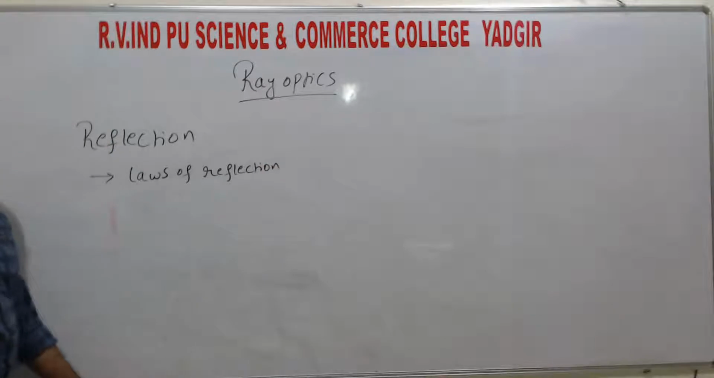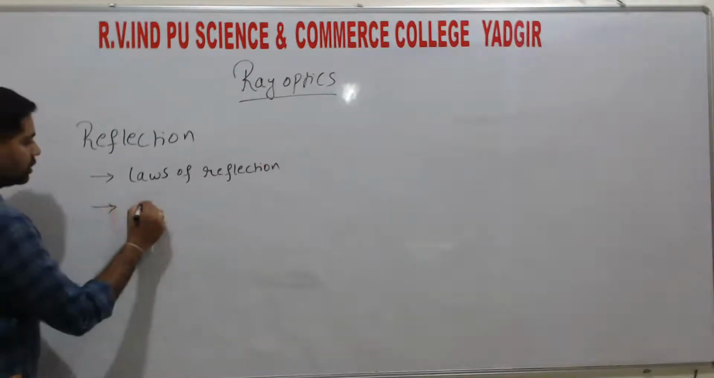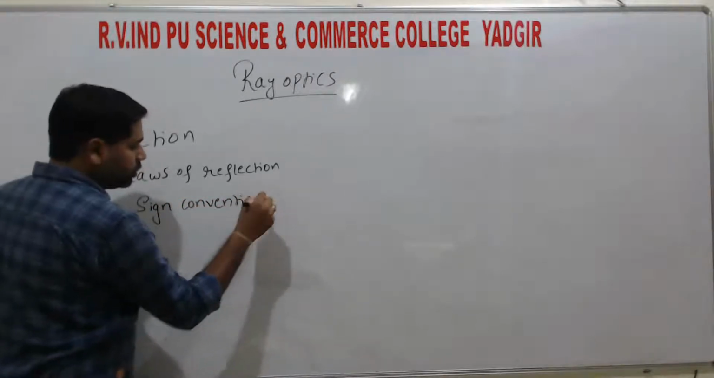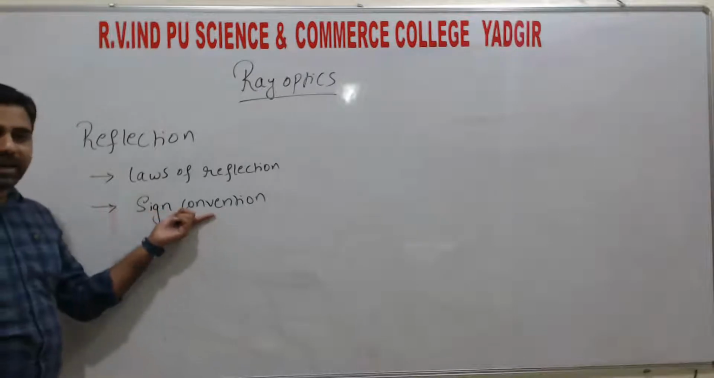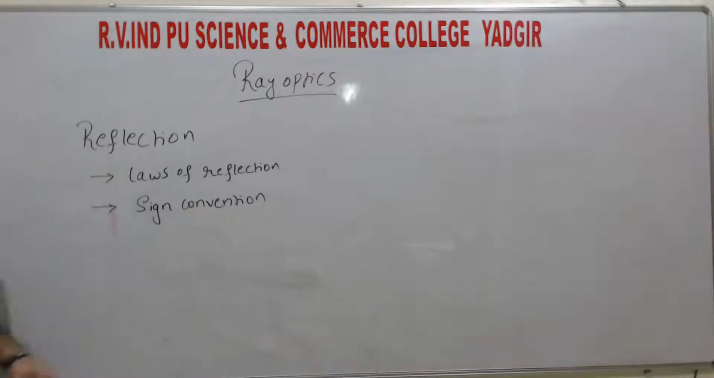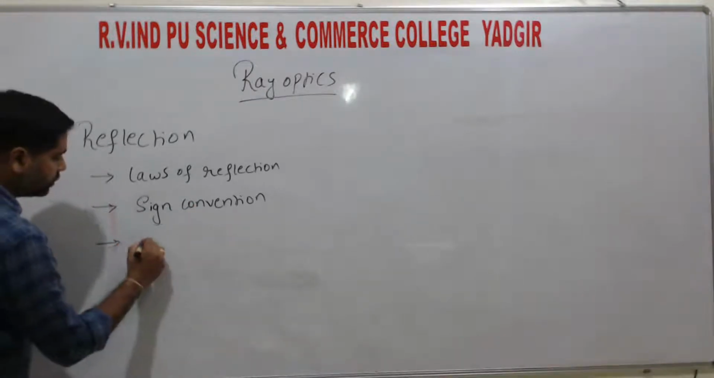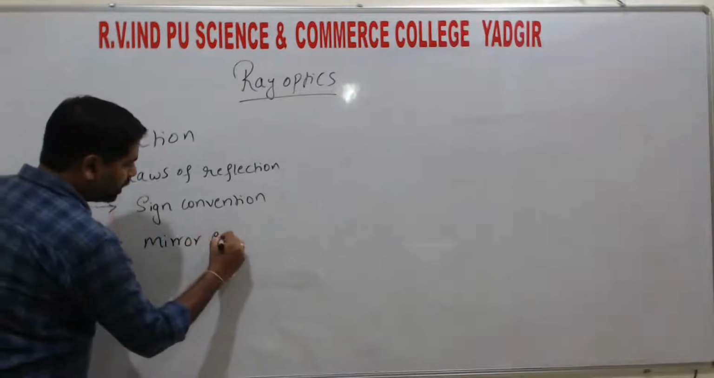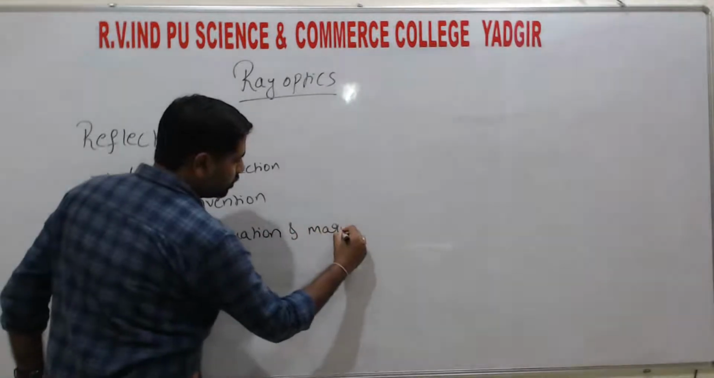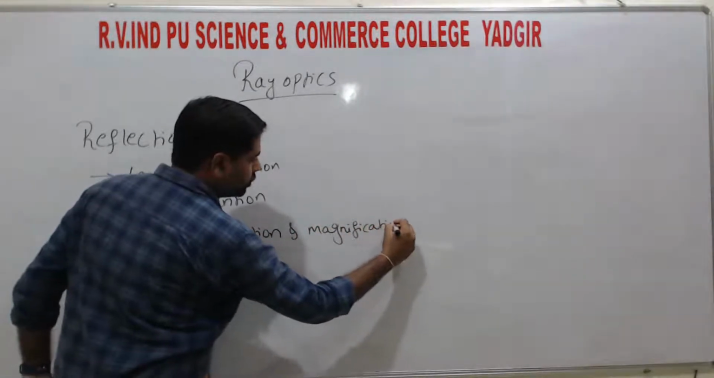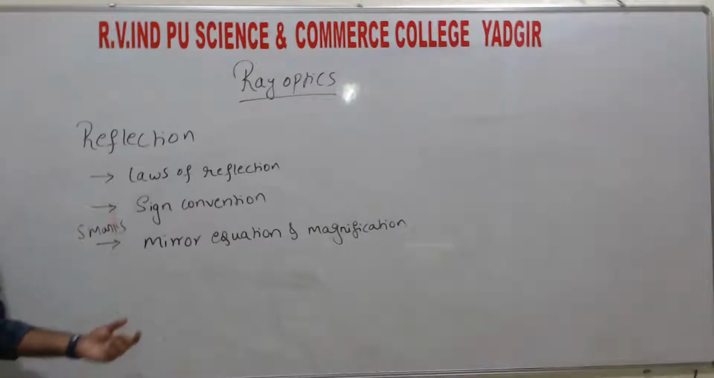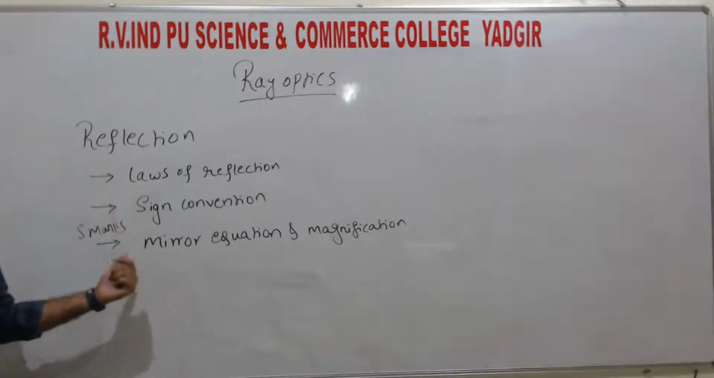From this topic reflection, we need to study laws of reflection. So we have 2 laws of reflection, right? Then next, sign convention, right? So this will not be asked in any exam, but this is helpful for deriving the relation, and it helps for solving the problems, right? So next is mirror equation and magnification. So this is an important derivation for 5 marks, or they may ask problems on this mirror equation, right?